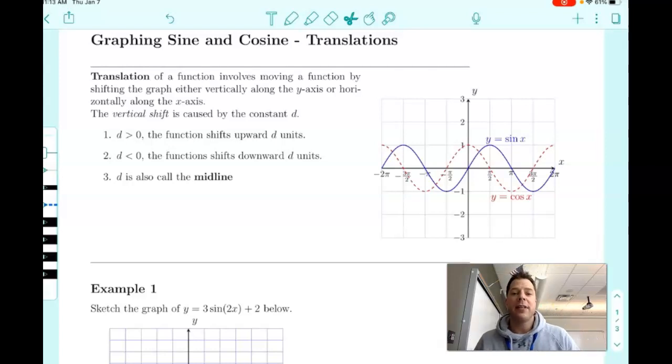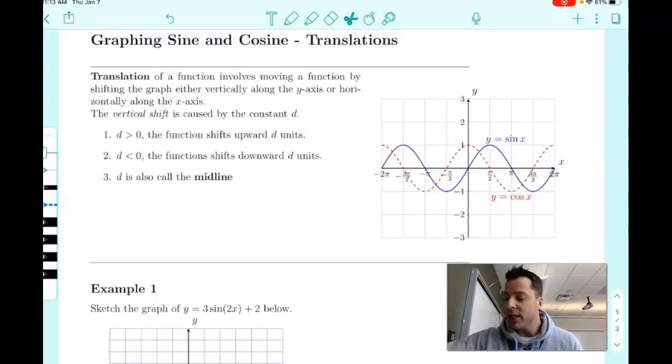This is Nicholas JMV, and today we're going to be talking about graphing sine and cosine functions. Today we're going to be talking specifically about translating these functions. In videos number 1 and 2, we're going to be talking about vertical shifts to our sine or cosine function, and then in videos 3 and 4, we're going to be talking about shifting horizontally.